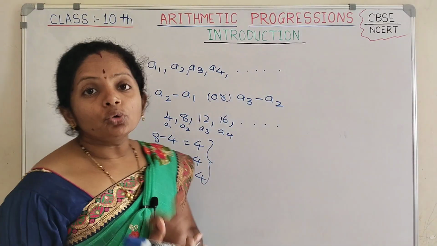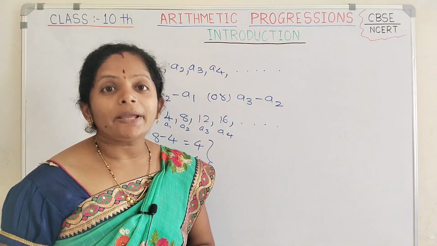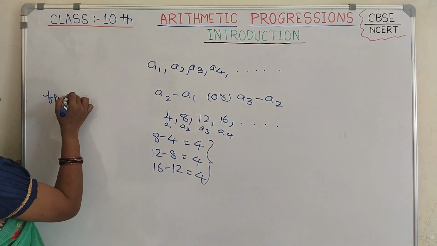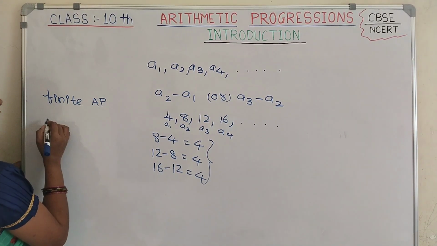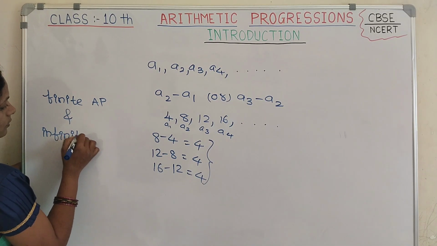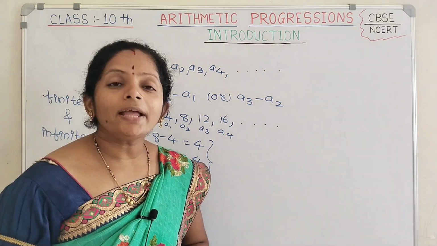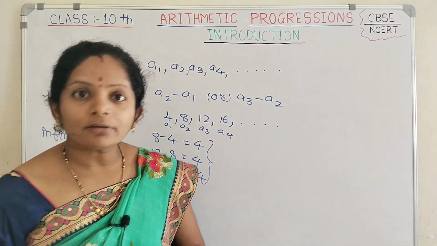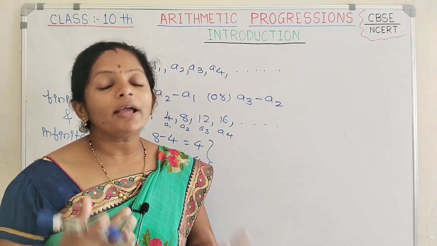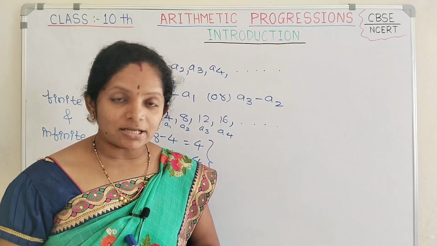Next, there are two types of arithmetic progressions. One is the finite AP and the second is the infinite AP. Finite AP means if there are a finite number of terms in that series, then we call it a finite AP. If infinitely many numbers are there in that AP, that type of series is called an infinite AP.